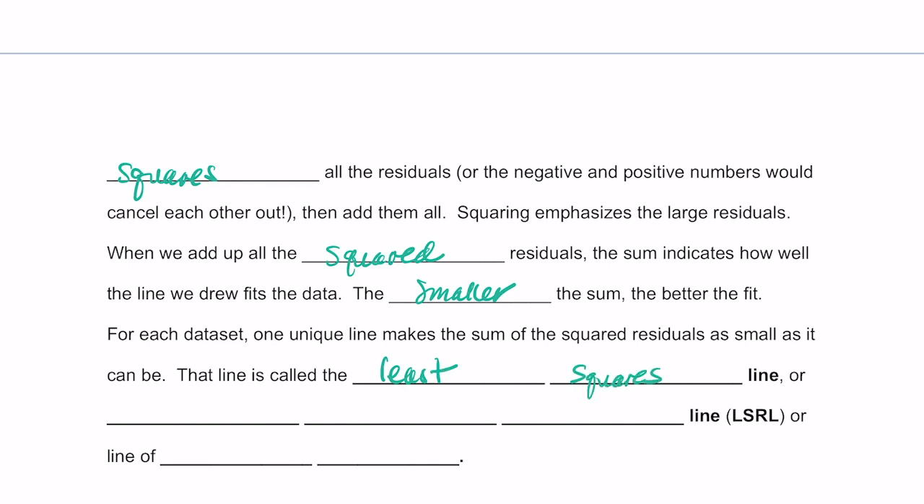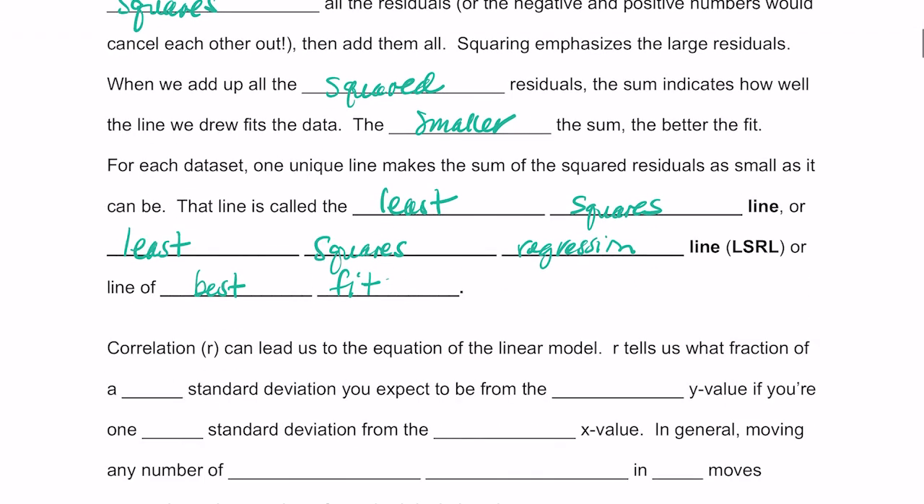It's also known as the least squares regression line, or LSRL for short. So if you see that in the textbook, it stands for least squares regression line. Or sometimes we just refer to it as the line of best fit. Regardless, we want the sum of the squared residuals to be the smallest, or the least.